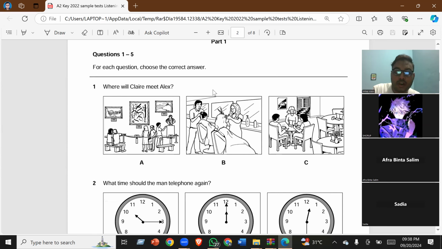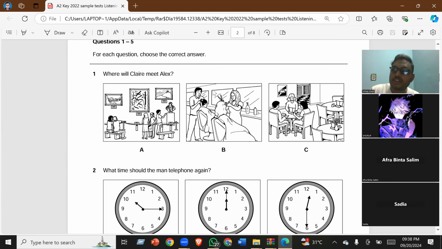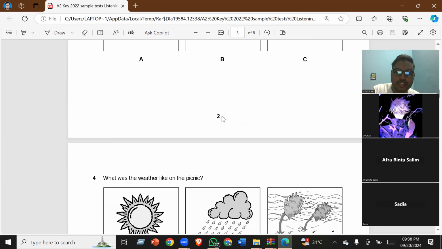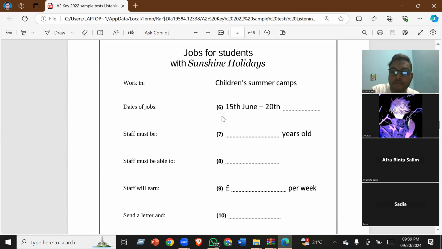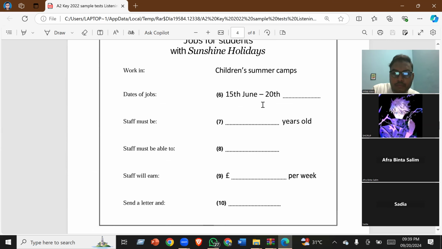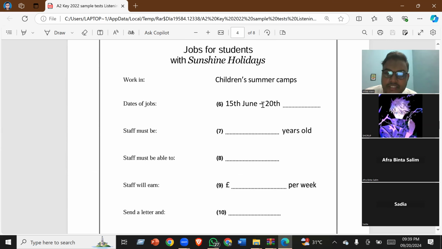This is about part 1. You will hear the question, and according to your listening, you have to choose the correct image, okay, or correct option. And about part 2, the fill in the gap. Okay, so in part 2, you have to fill in the gap. And what was the strategy? Can anyone tell about the strategy? Anyone?